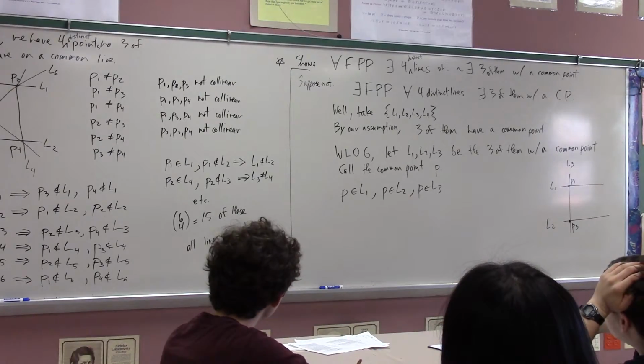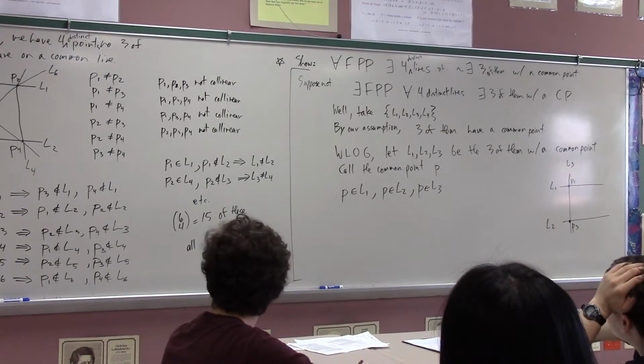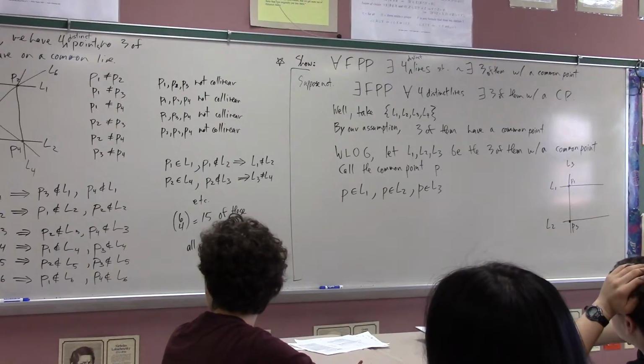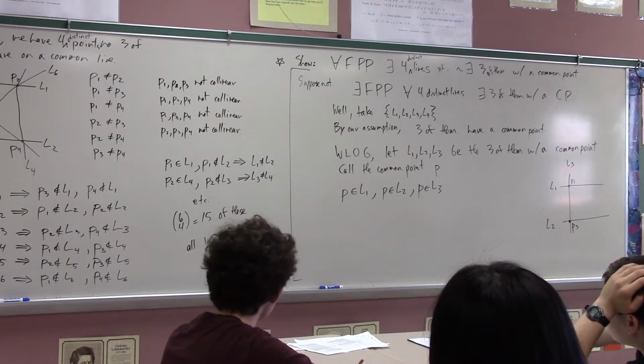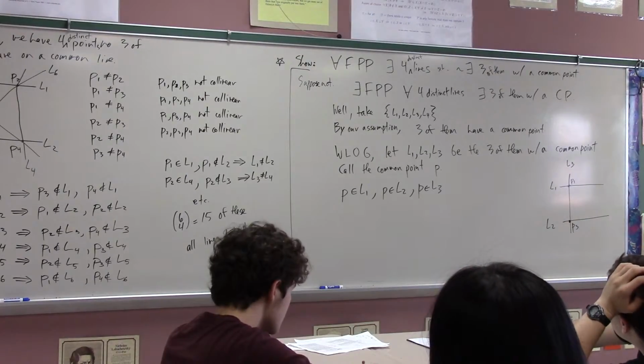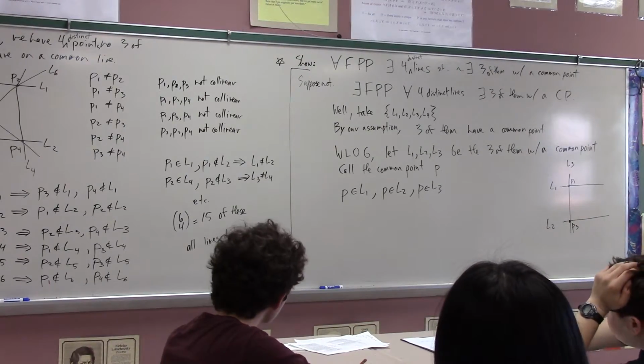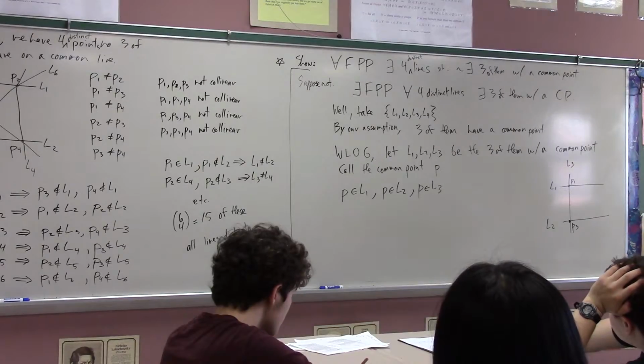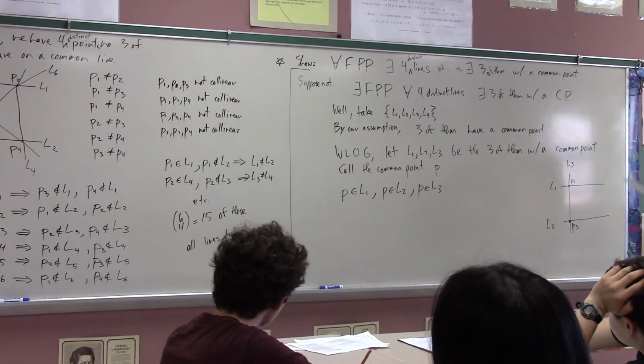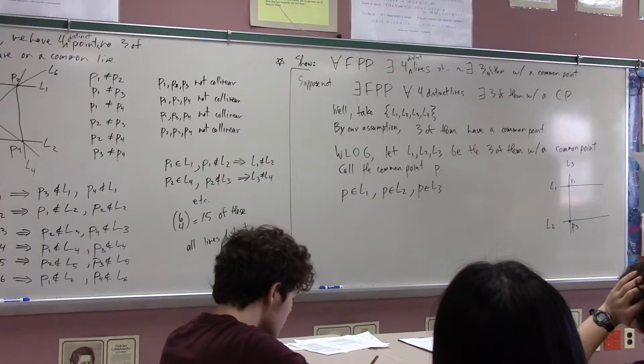Isn't there a contradiction from FPP2? Because FPP2 should say that L1 and L2 only intersect with P, and L2 and L3 only intersect with P. What's the problem with P? Let's talk about what P is. I think you only need to do this once, right?